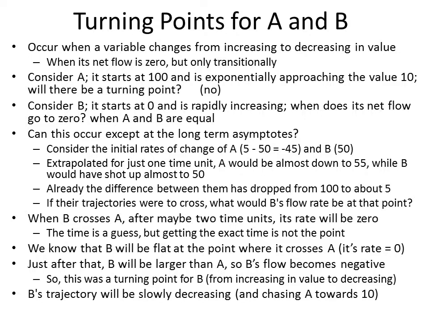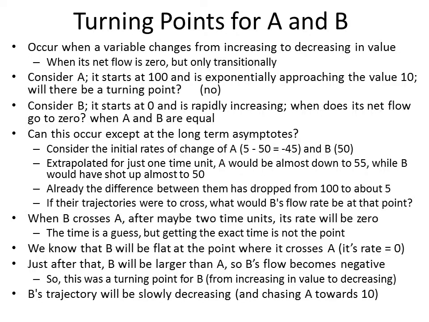If we just moved out one time unit, A would be down, and we didn't get it exact, we just did the Euler approximation like we did with hand integration. It would be down to about 55, while B would have shot up to almost 50, perhaps. So already the difference between them has dropped from 100 to about 5. If their trajectories were to cross, what would B's flow rate be at that point? Well, it would be 0.